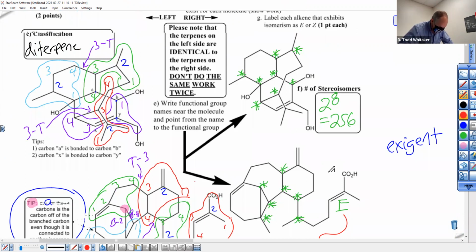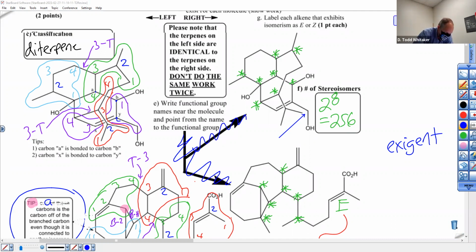Functional group time. I got rid of these arrows, but I assume you don't need these arrows, okay? They're not on your test. I needed more room for 3 terpenes, okay? So point to the functional group. Oh, look at it, made a beautiful arrow. Okay. What functional group am I pointing to? Primary alcohol.